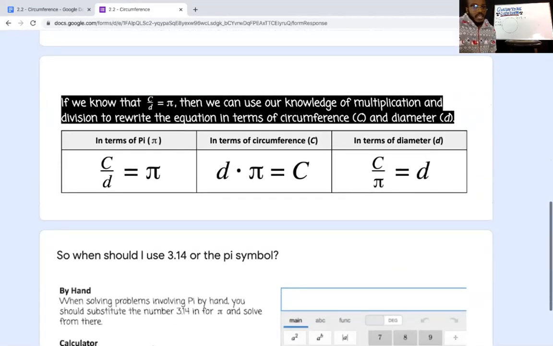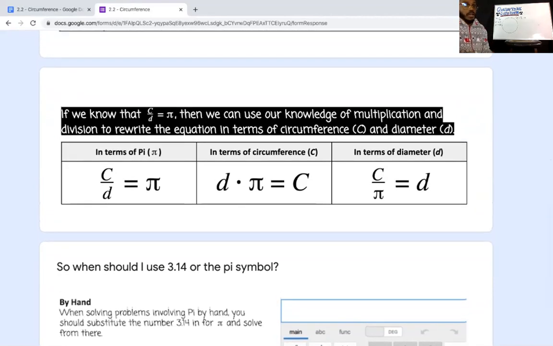What I mean is this. If the original formula is circumference divided by diameter equals pi, then that means that we could find circumference by doing diameter times pi equals circumference. Remember, isolate the variable. We want to get c by itself, we will multiply d on both sides. That cancels out, and then it's just pi times d. Pi times d is equal to c.